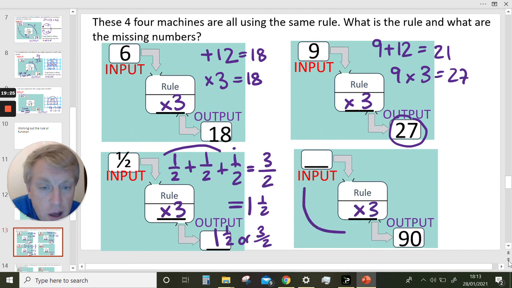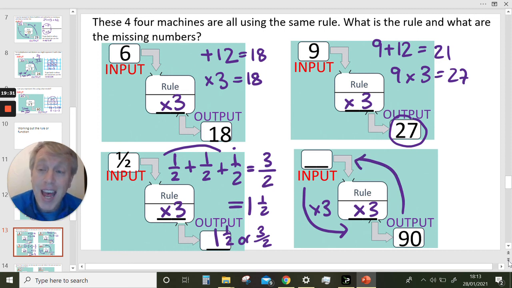Remember, it's times 3 this way. What will it be going backwards? The inverse. Not times 3, divide by 3. 90 divided by 3 is 30.